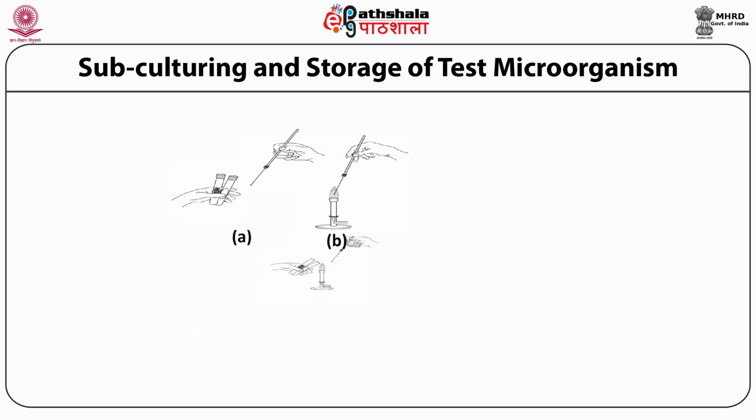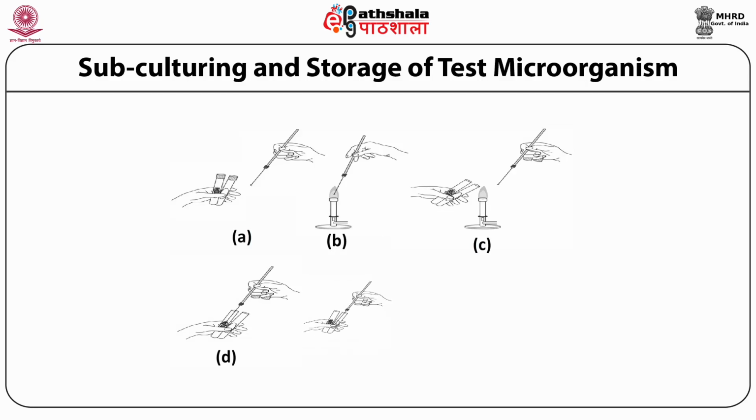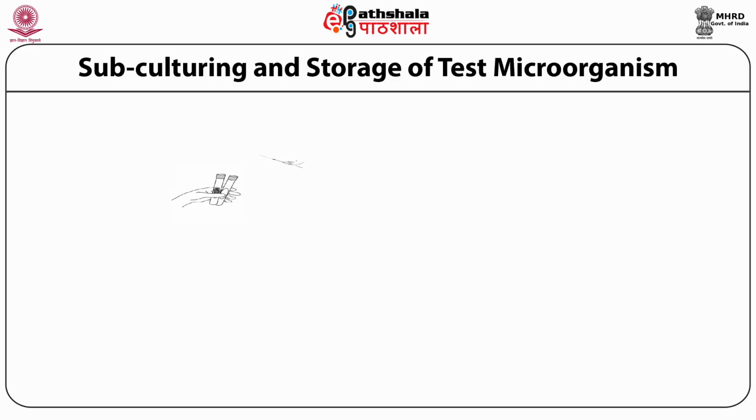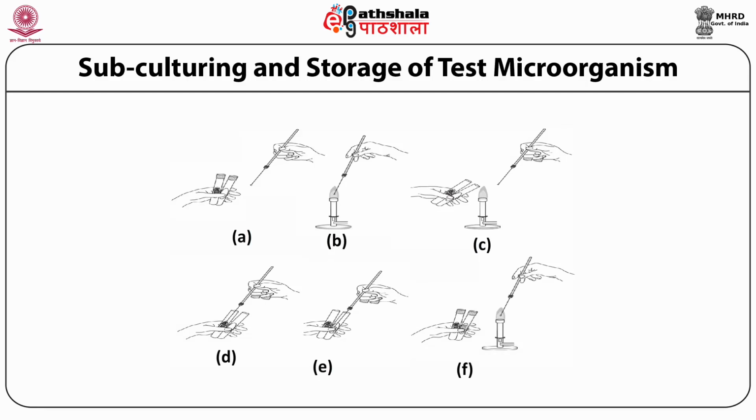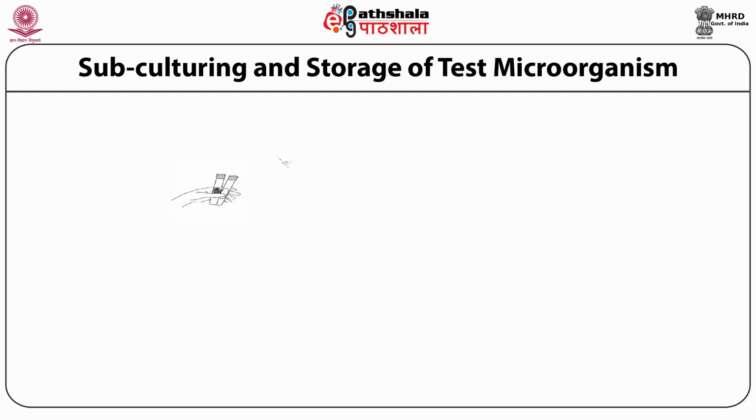In the next step, the same inoculating loop can be used to transfer the bacteria into fresh media. After transferring the bacteria from one culture tube to the other culture tube, in the presence of a flame, we can close the mouth of the tubes or plug them using non-absorbent sterile cotton, and after that we can again sterilize the inoculating loop. This is how we can carry out subculturing of microorganisms from one tube to another tube.